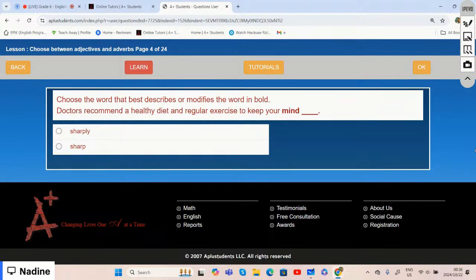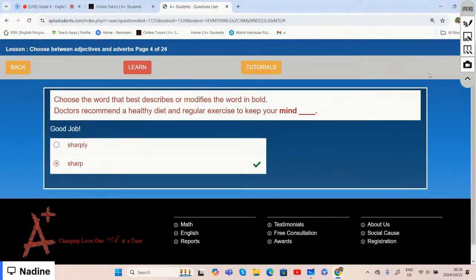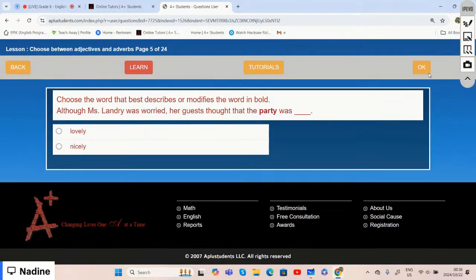And if we were to select the correct option, we can then say doctors recommend a healthy diet and regular exercise to keep our minds sharp. To keep it sharp. Well done. Let's look at the next one and then we're going on to the next lesson.